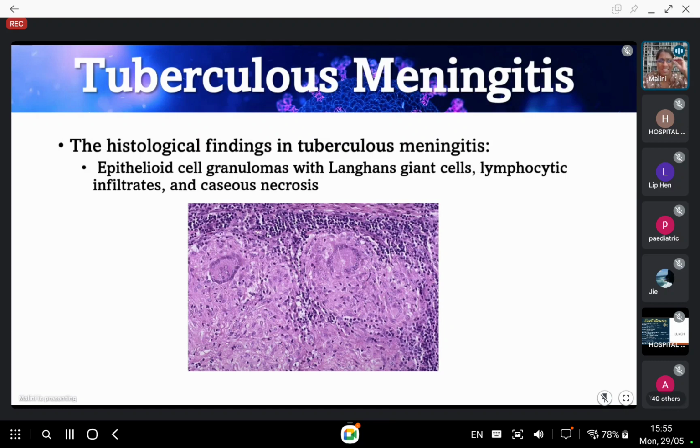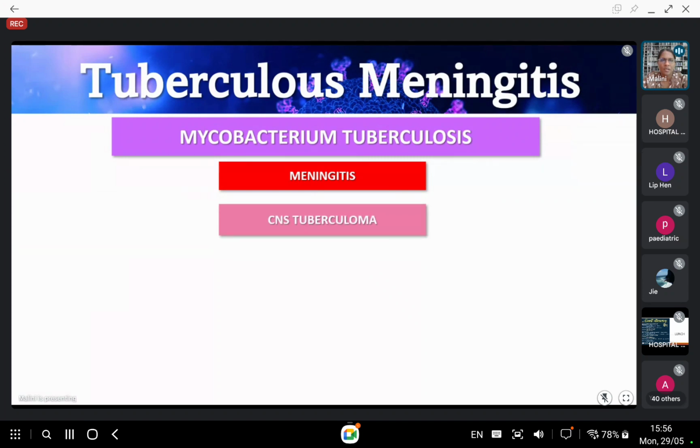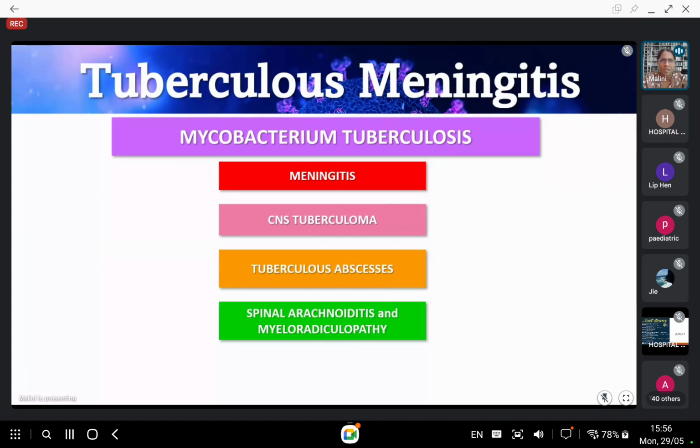So this is caseous necrosis in TB. Okay, so what does TB cause? It can cause meningitis. You can have CNS tuberculoma. You can have a tuberculous abscess. You can have arachnoiditis or myeloradiculopathy. And you can have tuberculous encephalopathy.